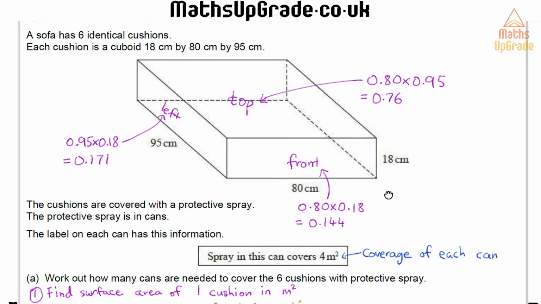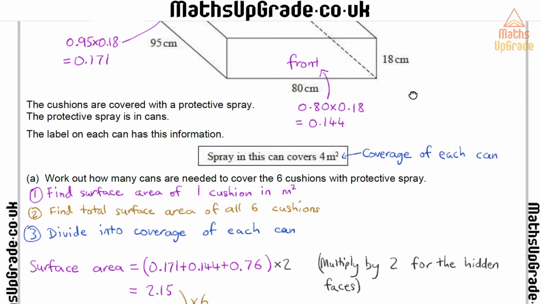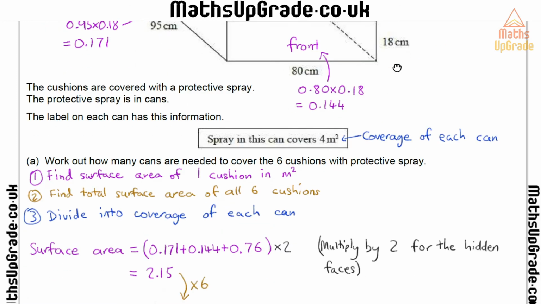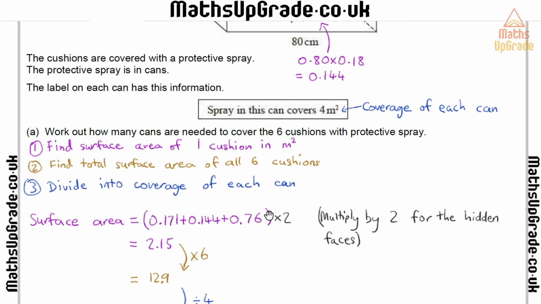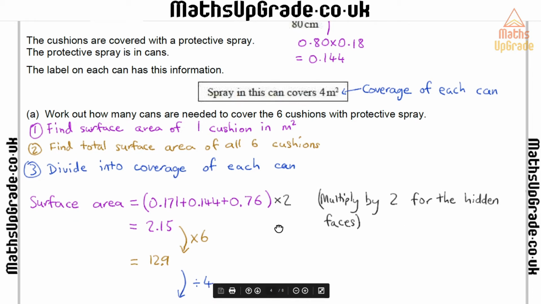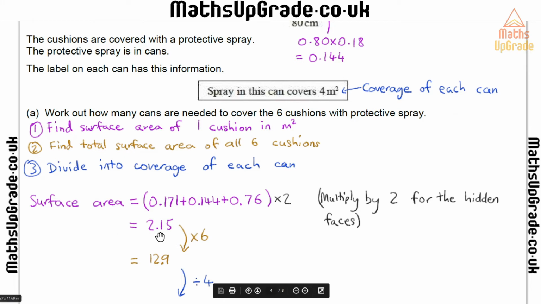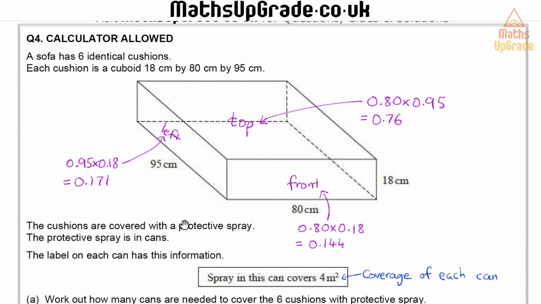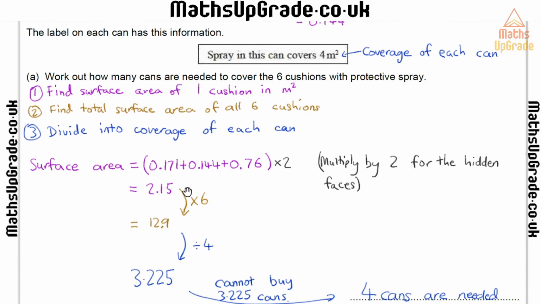The total surface area of that first cushion is therefore going to be all those 3 faces added together, but then doubled, because obviously I've got the 3 hidden faces and they're identical to the 3 visible faces. That would give me 2.15 meters squared. Now, since there's 6 cushions in total, as mentioned in the question, if I then multiply that by 6, that gives me the total surface area that I need to cover with the cans.